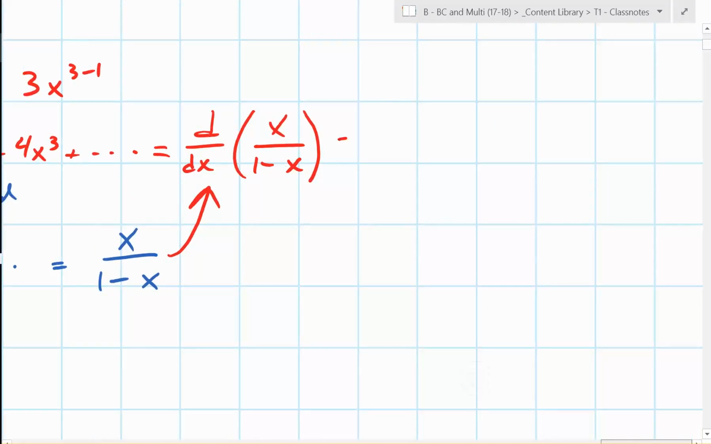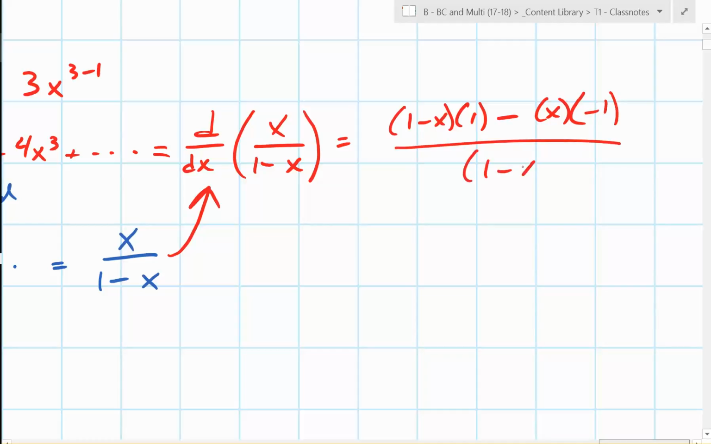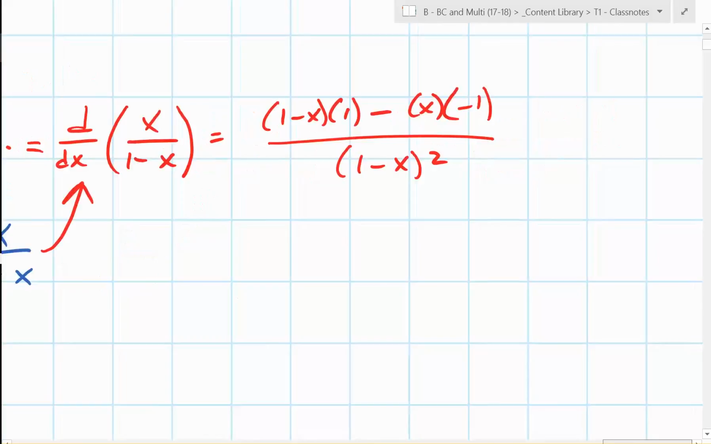Quotient rule. So that's going to be low times the derivative of high minus high times the derivative of low. What's the derivative of the bottom? -1, all over what? 1 minus x. So you simplify this a little bit, and what do you end up with?